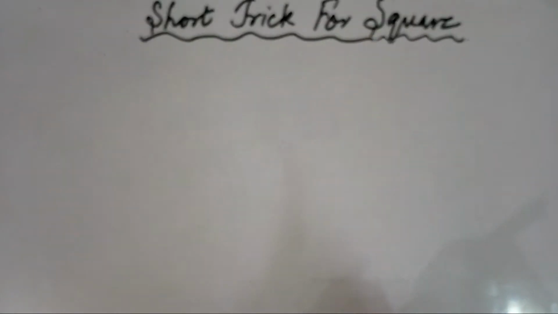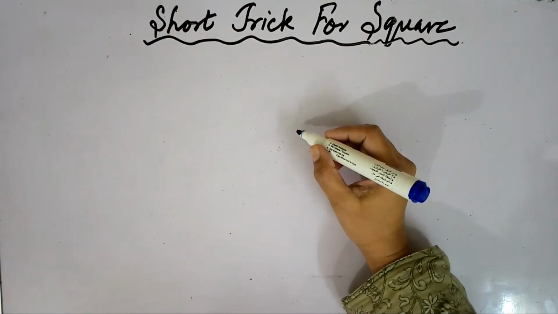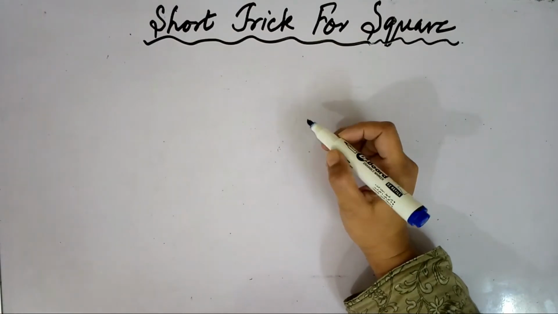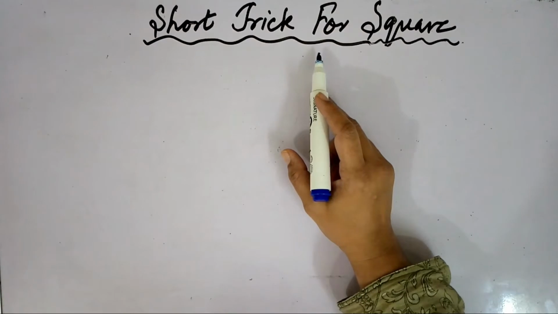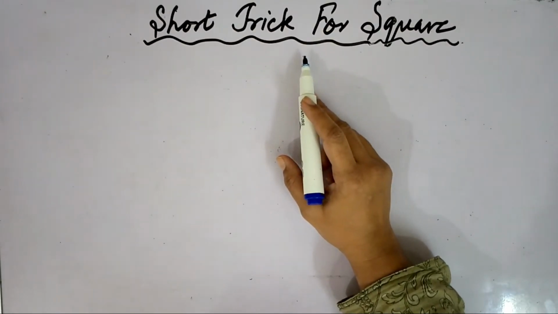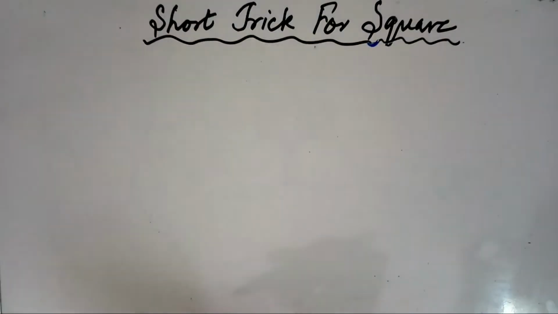I am here in front of you with short tricks for a square. If you are going to find out a square of big numbers, you will be finding out your squares in 2 seconds. How could it be possible? The numbers around 50.